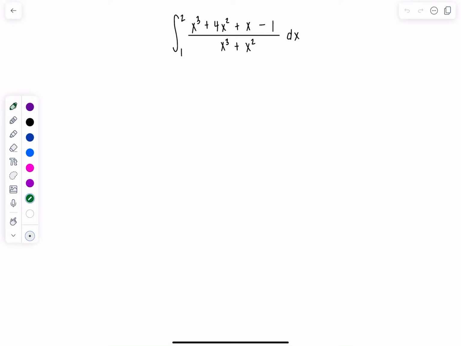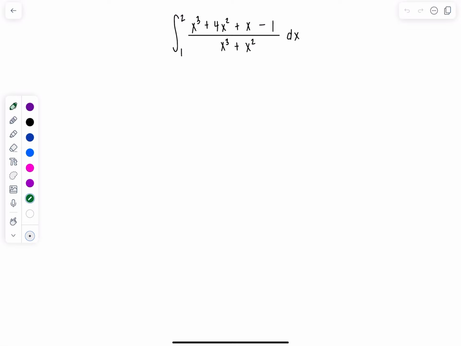I had a request for an integral that required partial fraction decomposition, so here you go. Hope you enjoy. We have a definite integral from 1 to 2 of (x cubed plus 4x squared plus x minus 1) over (x cubed plus x squared) dx.